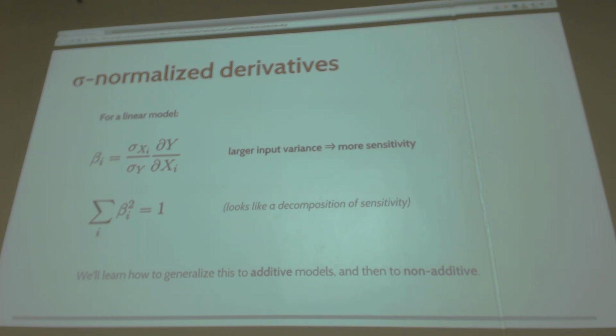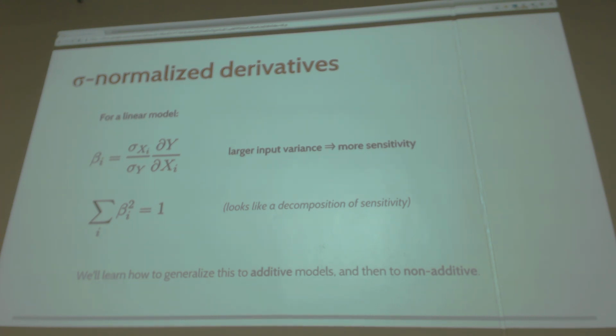They have a really interesting property. If you take the sum of squares of these sigma normalized derivatives, you get 1. Or in other words, if you multiply all these terms by the variance of Y, this means that the sum of squares of variance of input times derivative is the variance of the output. So you have decomposed the variance of the output into terms that look like derivative times uncertainty of input. This is a decomposition of the variance of the output into terms attributable to each of the different inputs.